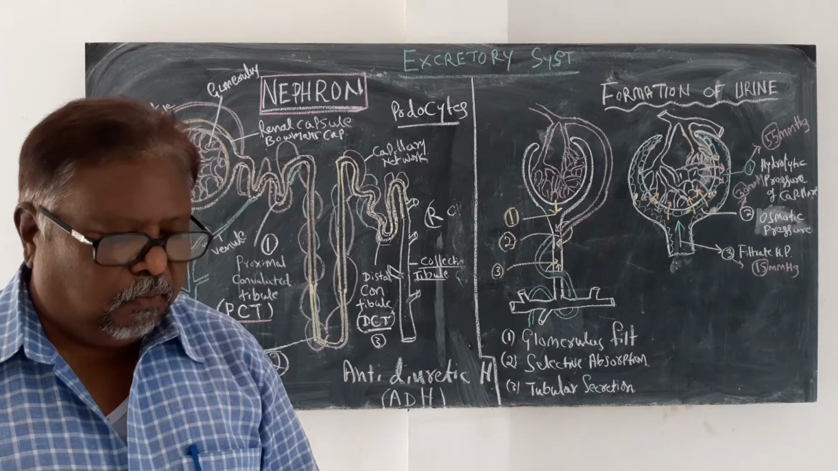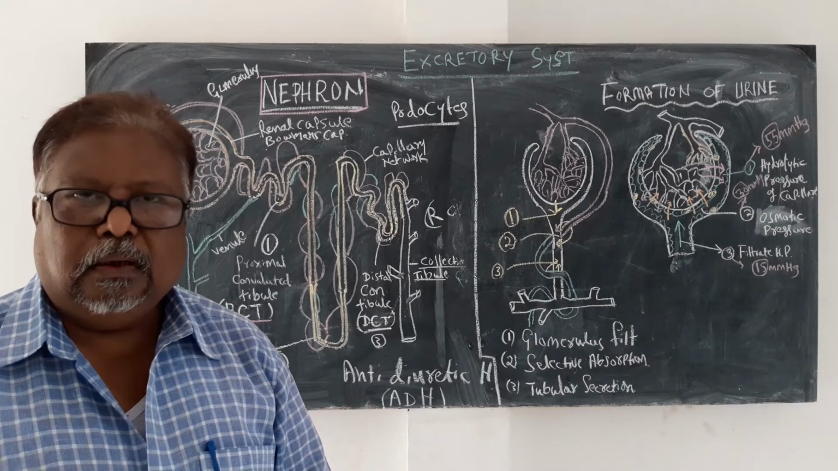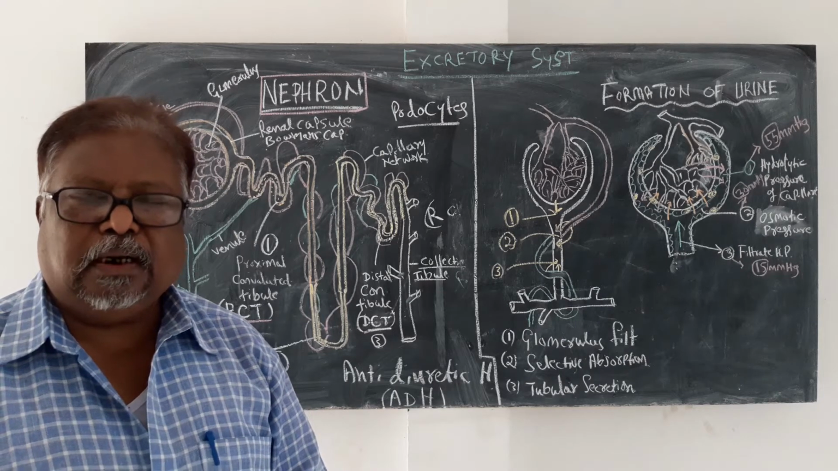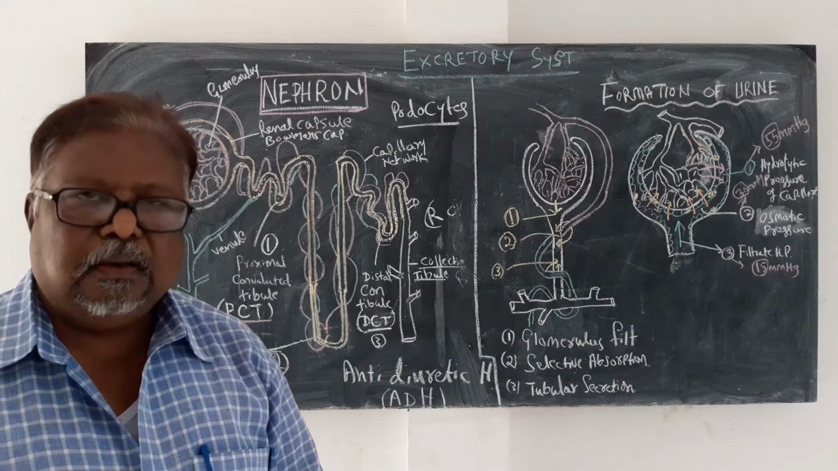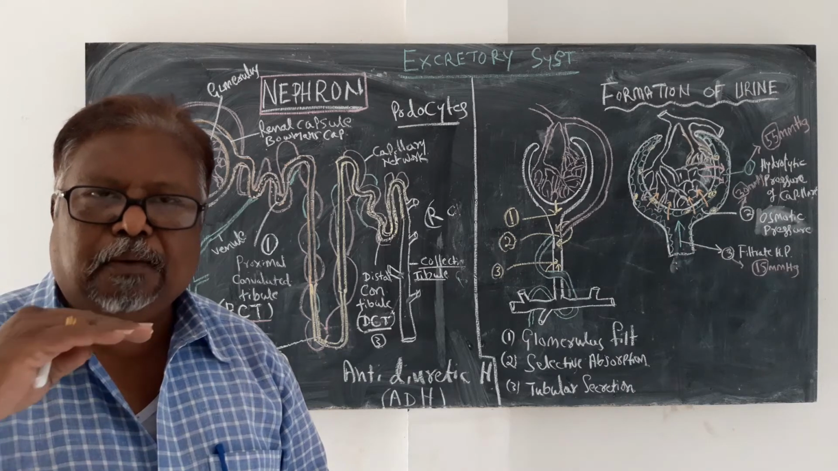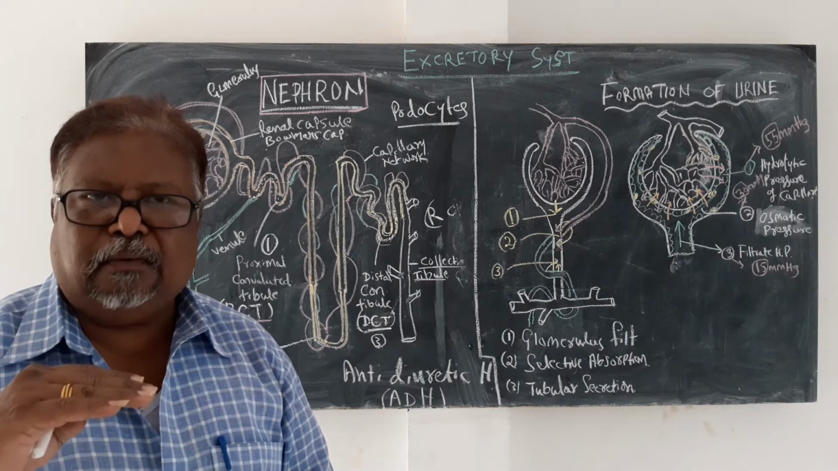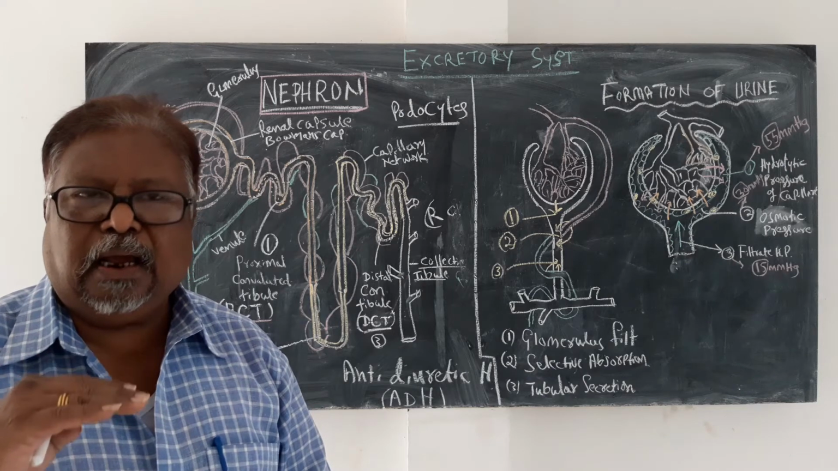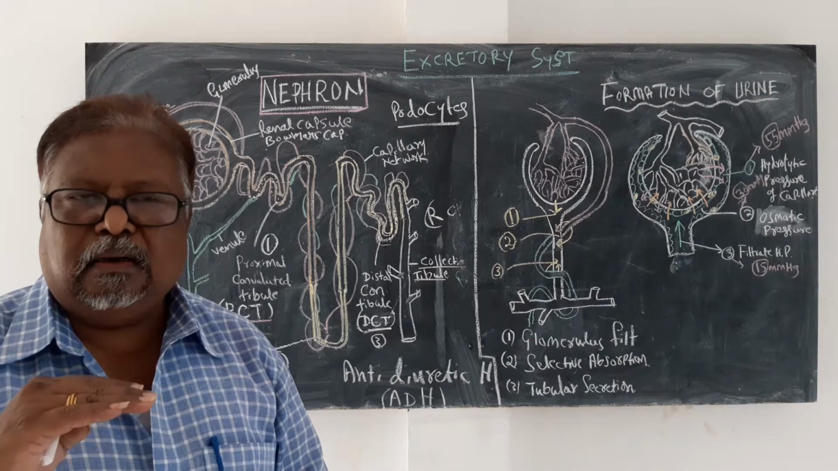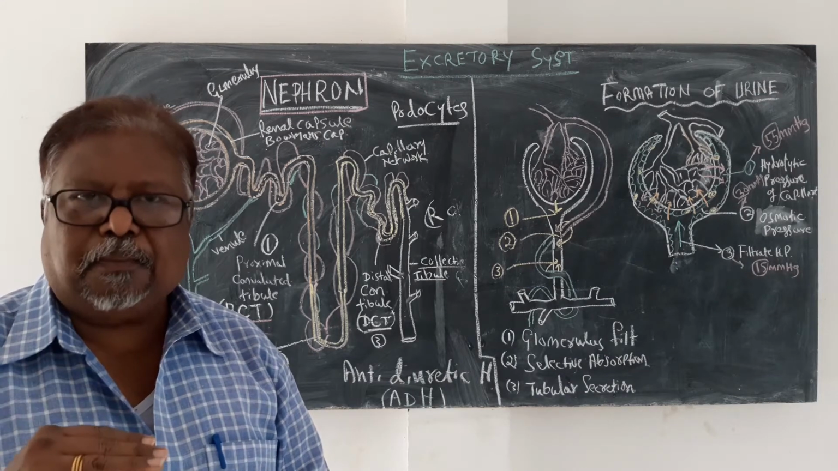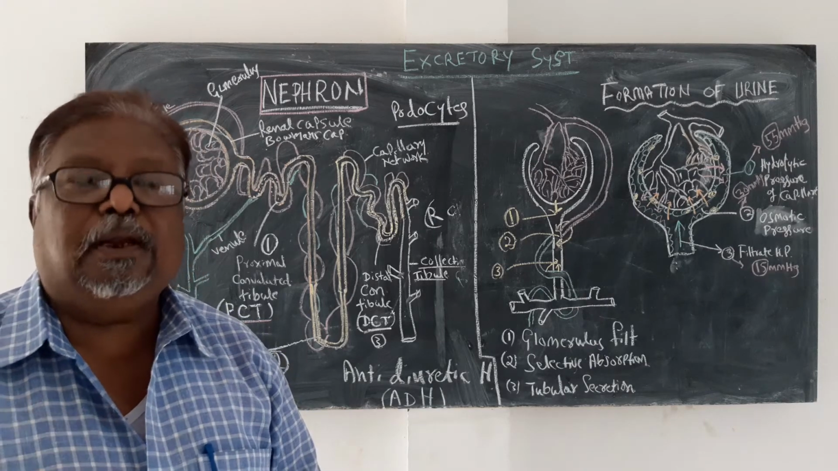Next point, water and electrolyte levels are controlled. In the blood, the water and electrolyte substances should be at the optimum or perfect level. But the metabolic activities produce more water and more electrolytes, and this level is disturbed. For this purpose, the excess electrolytes or water should be removed.